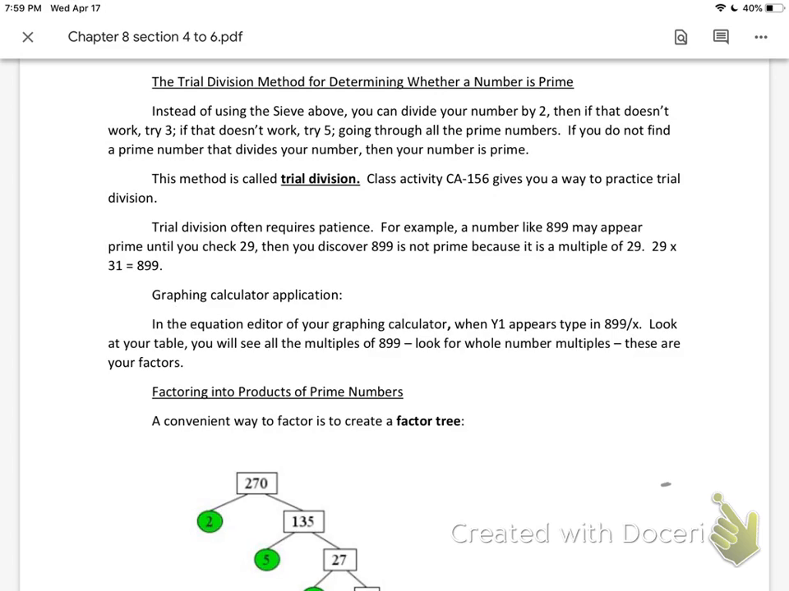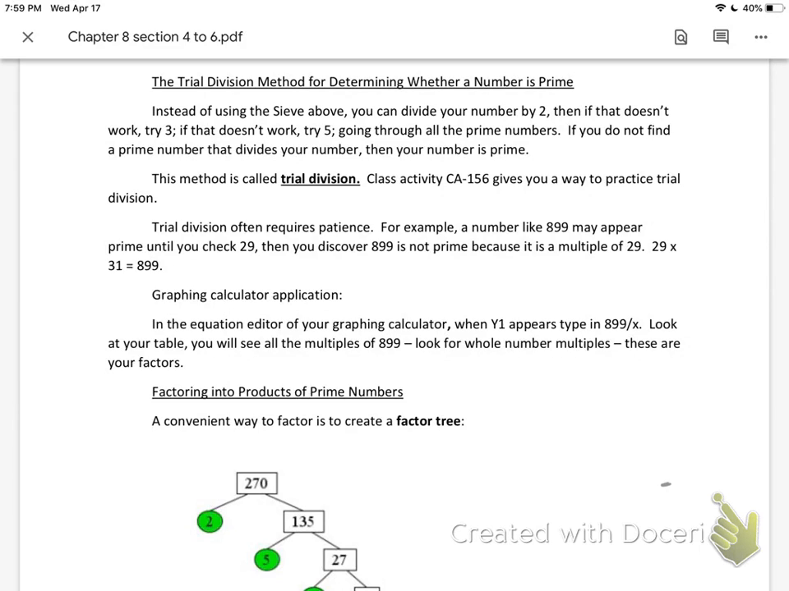Class activity CA-156 gives you a way to practice trial division. Trial division often requires patience. For example, a number like 899 may appear prime until you check 29. And then you discover that 899 is not prime because it is a multiple of 29. 29 times 31 is 899, and therefore it has multiples that are not just 1 and itself.